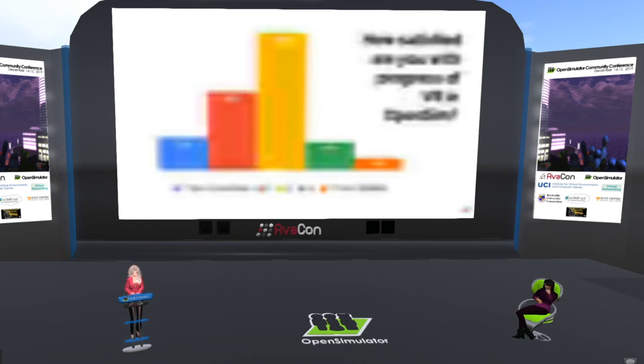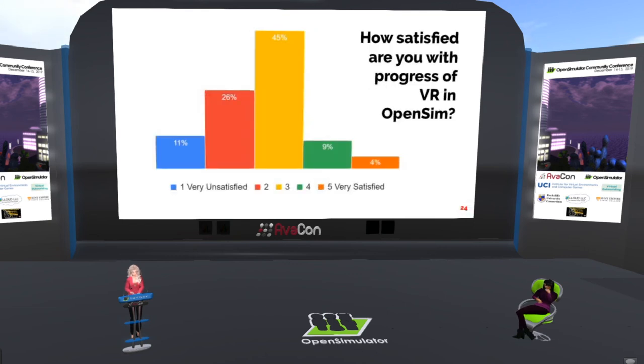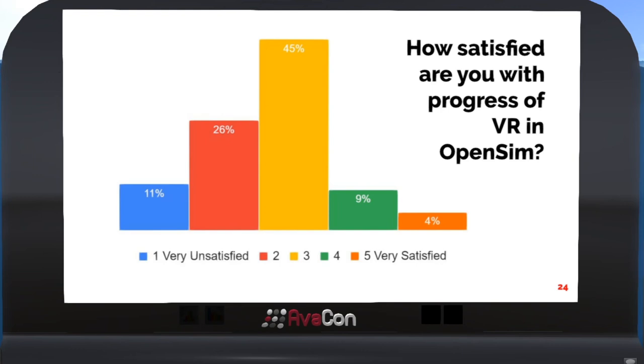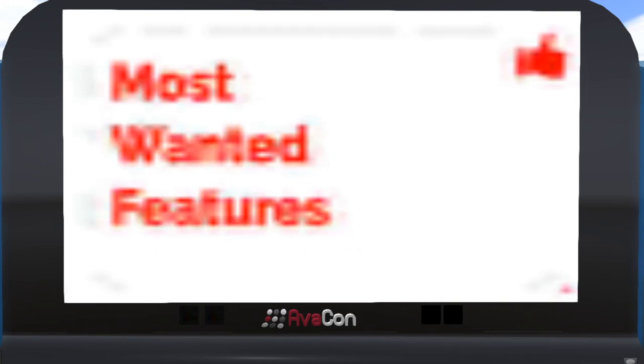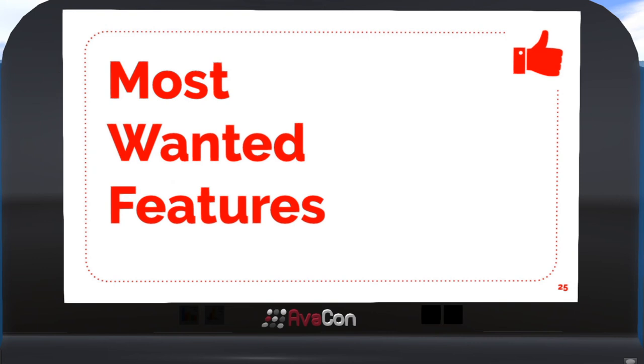I've also asked people what they think about the progress of VR in OpenSim. And for the most part, people were neutral or unhappy with the progress for VR support, which kind of makes sense, because as I've explained, there are some big structural issues for getting OpenSim into virtual reality. I also asked people what features they wanted to see in OpenSim.